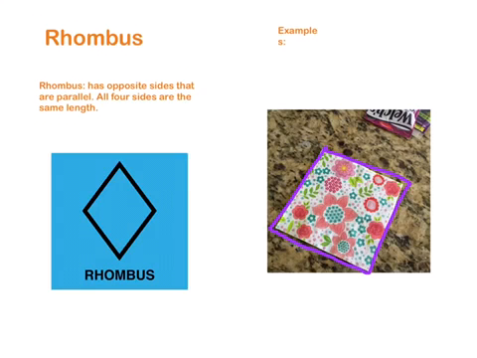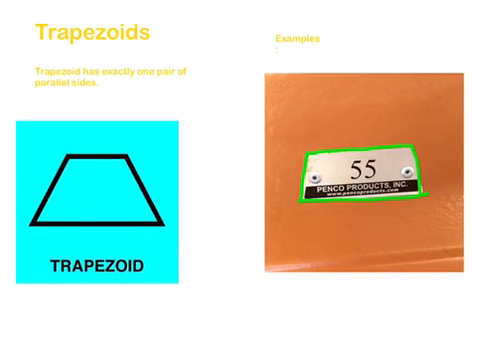Rhombuses. Rhombuses have opposite sides that are parallel. All four sides are the same length. Trapezoids. Trapezoids have exactly one pair of parallel sides.